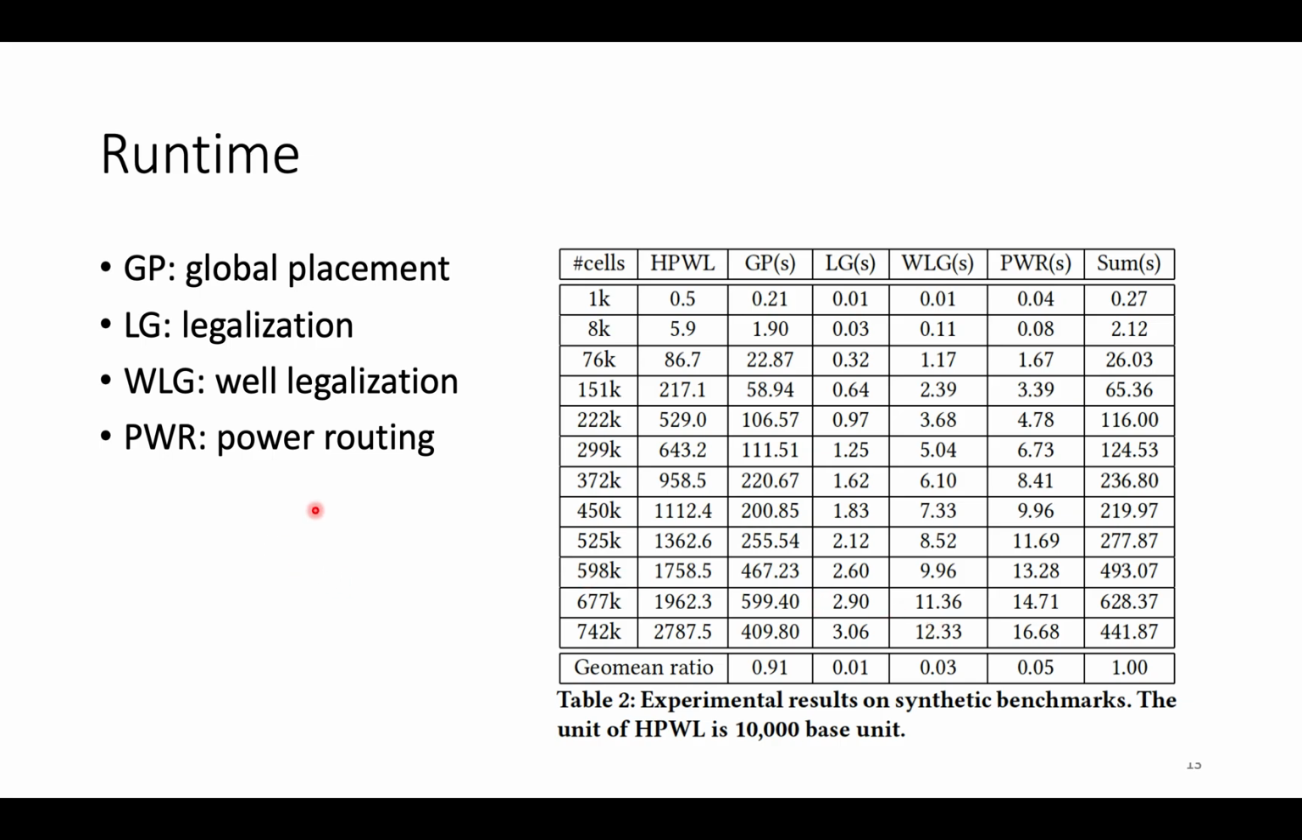Finally, let me show the runtime. This shows the runtime result on synthetic benchmarks: the global placement, legalization, and power routing. The result shows that the power routing is very fast. It takes only about 5% of the total runtime of the flow.